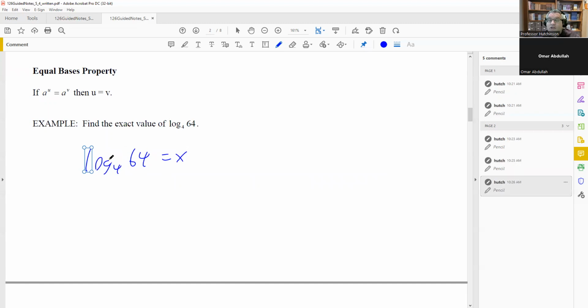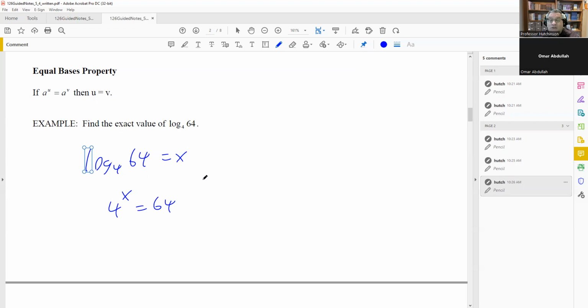Then we're going to change this from log form into exponential form because it's going to make it easier for us to solve. To do that, you're going to take the base, raised to the power after the equal sign, equals whatever you have left over. So I changed it from log form to exponential form is what I did. So base raised to the number after the equal sign equals the 64.